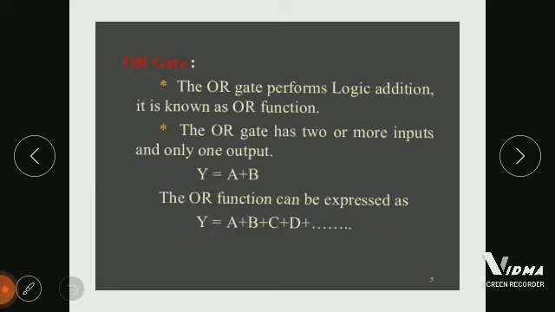The first one is the OR gate. The OR gate performs logic addition. It is known as the OR function. The OR gate has two or more inputs and one output. So basically we can consider y as our output and a and b as our inputs. This is the logic operation we always perform: y = a + b. The OR function can be expressed for a number of inputs, like y = a + b + c + d and so on. So the number of inputs may vary, more than 2. So this is our OR gate. The main function of the OR gate is simply addition.